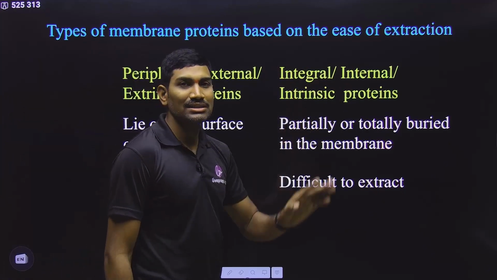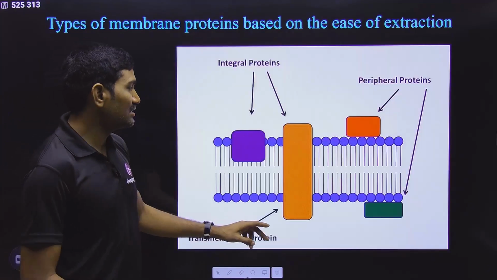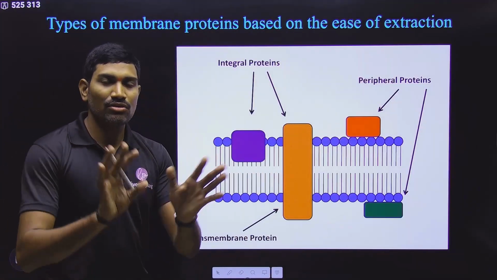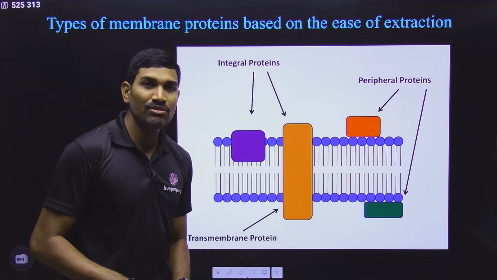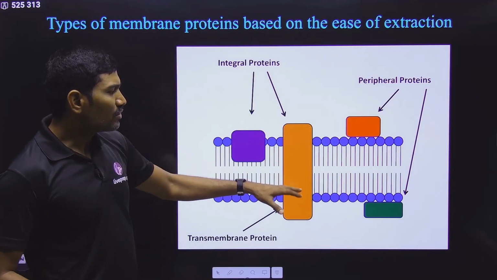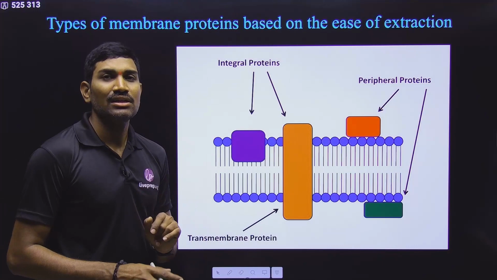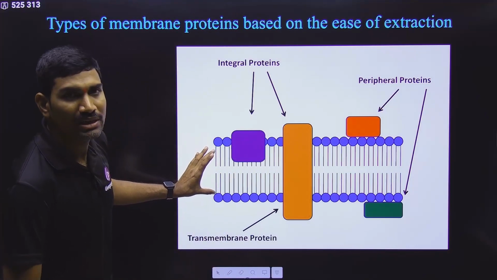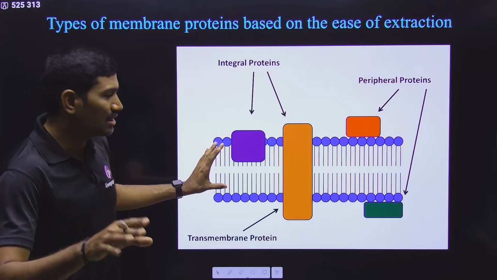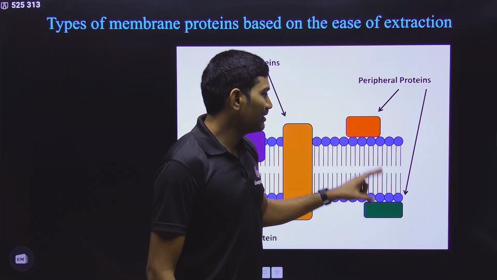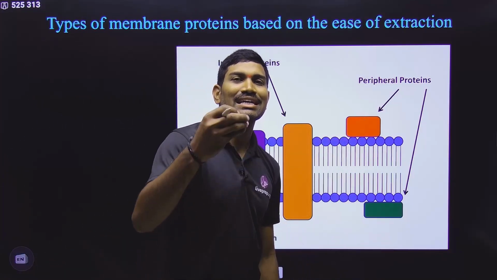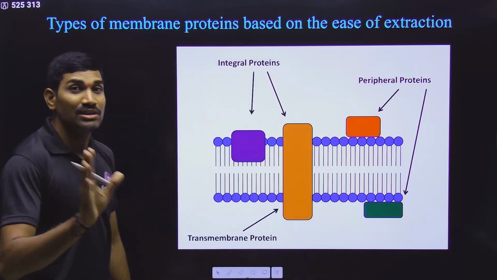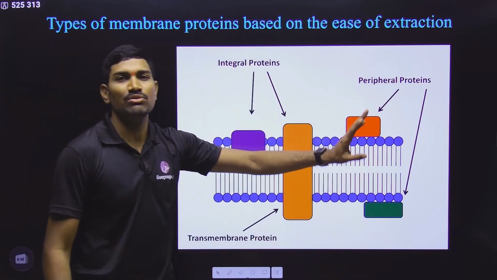Difficult to extract are called internal or integral proteins. So please understand the concept. Suppose they give one rough diagram, some animation diagram, and they may ask which one is external and which one is internal. So observe carefully. The protein that has interaction with hydrophobic tails is the integral or internal protein. Those which do not have interaction with hydrophobic tails are external or peripheral proteins. This is the logic. Based on this logic only you need to decide it.